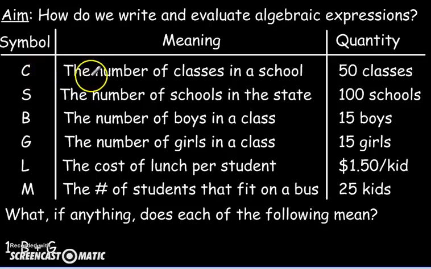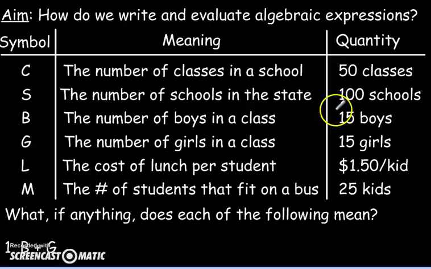So C is the number of classes in a school. Not classes, the number of classes. If it wasn't a number, it wouldn't make any sense. And that does have a value, and I did give it here, but we could change that if we felt like it. The number of schools in a state is S. There are 100 of them.